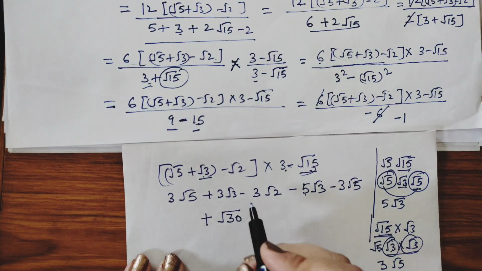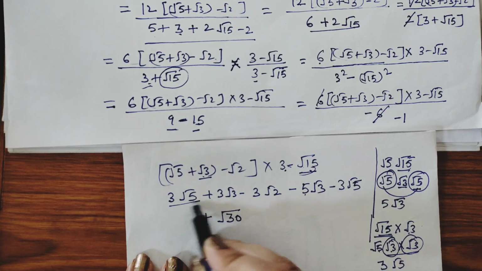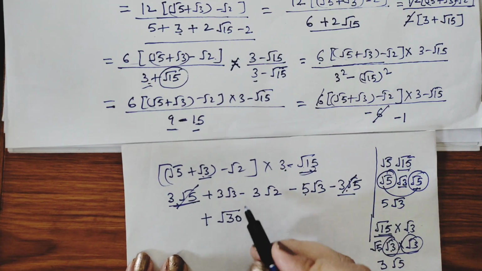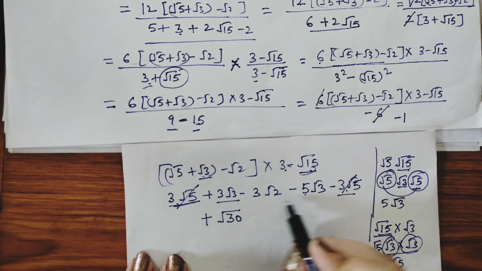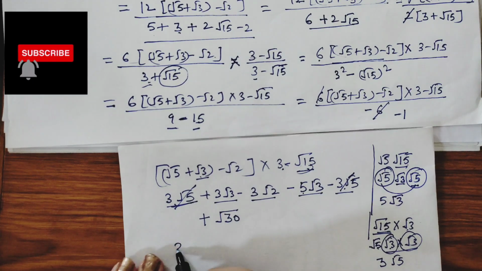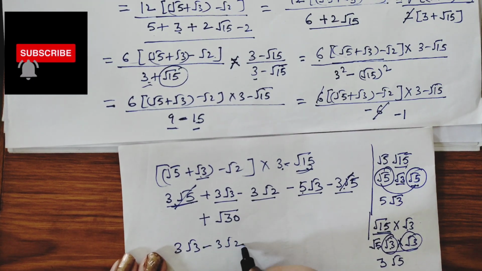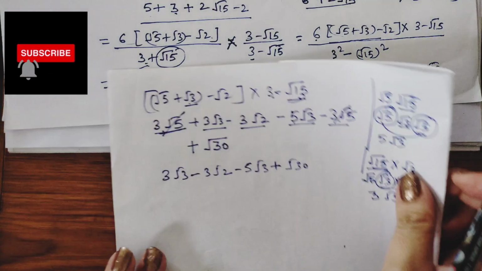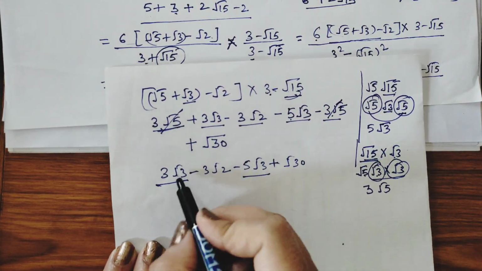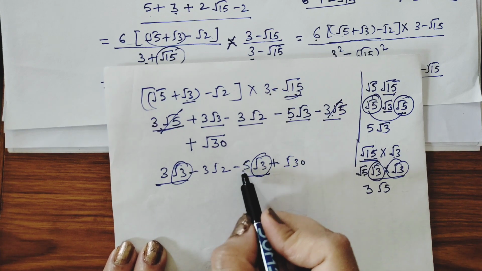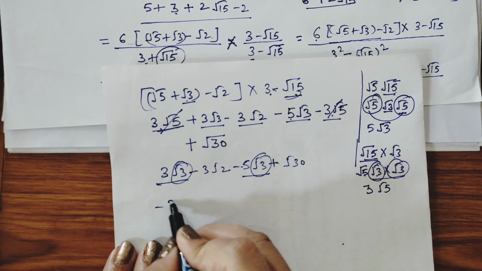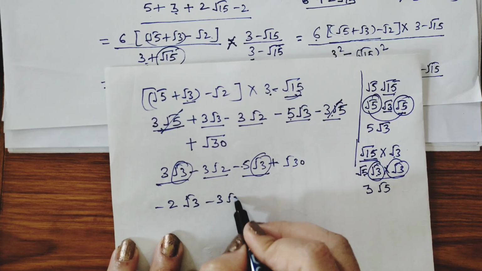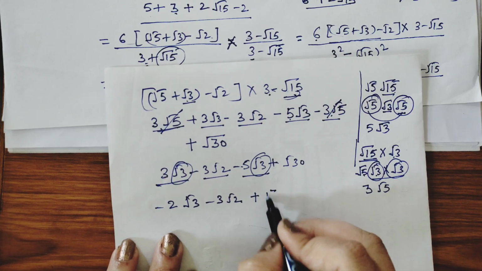Okay, now you can see this 3 root 5 and 3 root 5, positive and negative, will cancel out. So the remaining portion is 3 root 3, 3 root 2, 5 root 3 and plus root 30. So is it the final answer? No. You can see this root 3 and this root 3 are the same, so we will subtract the coefficients. 3 minus 5 is minus 2, minus 2 root 3. And the remaining is 3 root 2 plus root 30.